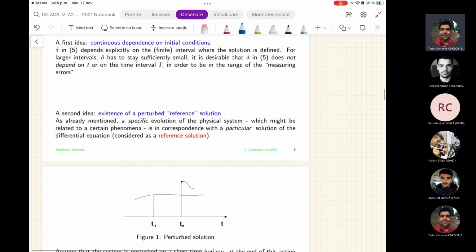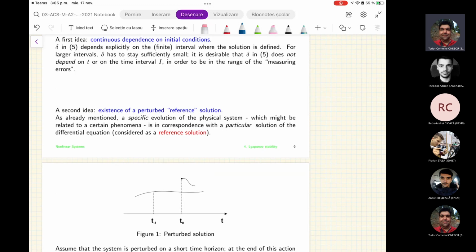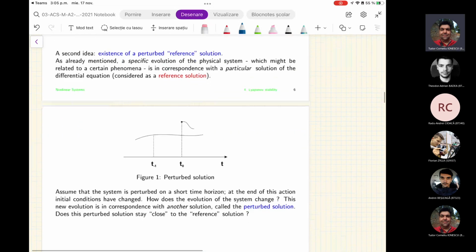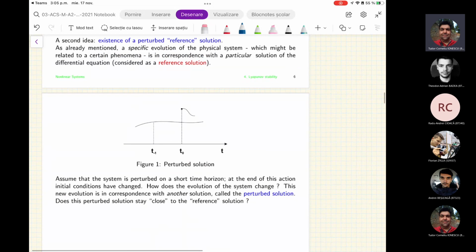The second idea, and this is the idea where we are going to base all our arguments on, is the existence of a so-called perturbed reference solution, okay? So we have a specific evolution of the physical system related to some phenomenon, corresponding to a particular solution of the differential equation. This is called the reference solution, okay?